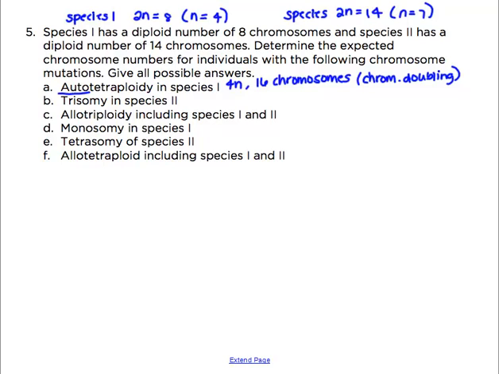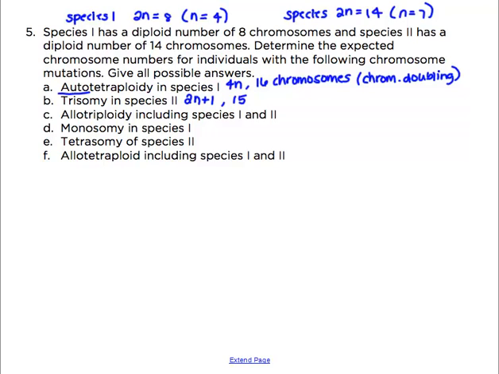Part B, trisomy in species 2. Trisomy is where you have 3 copies of one chromosome. Now in a diploid organism, they already have 2 copies of every chromosome, so the chromosome content can be characterized as 2n plus 1, and that plus 1 gives you that 3rd copy of a chromosome. So 2n plus 1 in species 2 would give you 15 chromosomes.